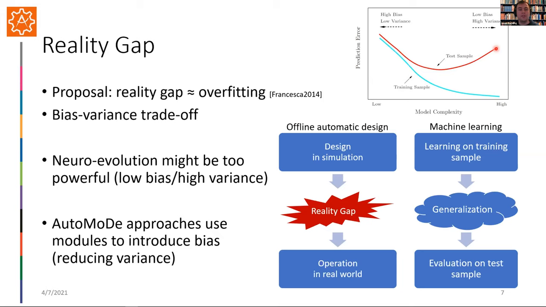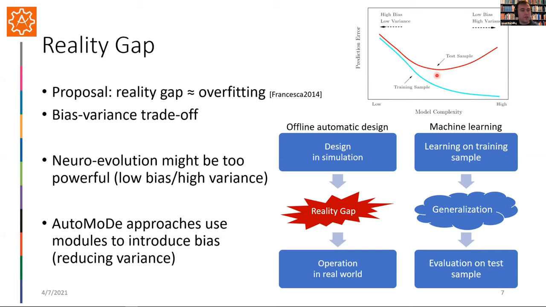to the test sample. On the other hand of the spectrum, for models that have a very low complexity, we see that they have a high prediction error both on the training sample and on the test sample. So this again is not very desirable. But luckily, usually somewhere in between, there is a sweet spot where we get a relatively good performance on the training sample and a good performance also on the test sample. And this is what we might also be looking for in swarm robotics.